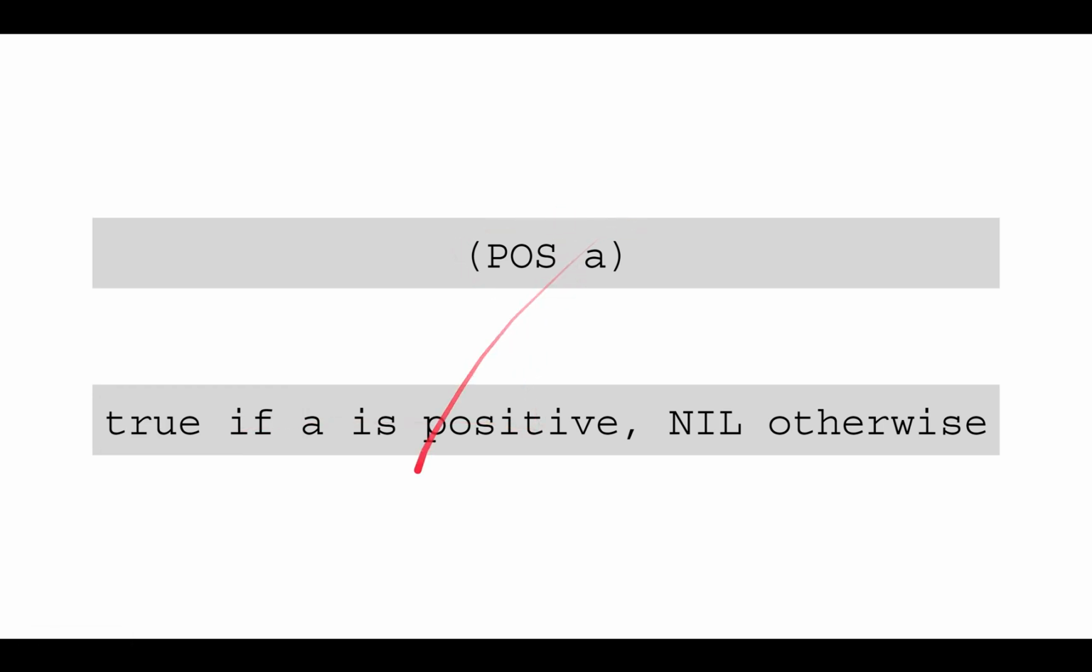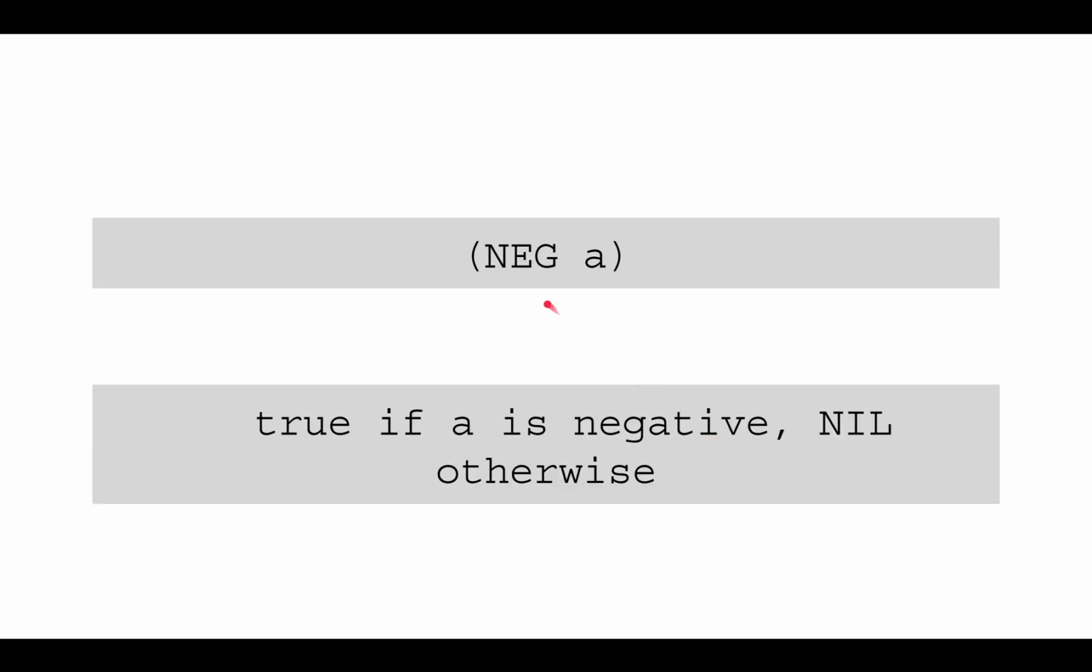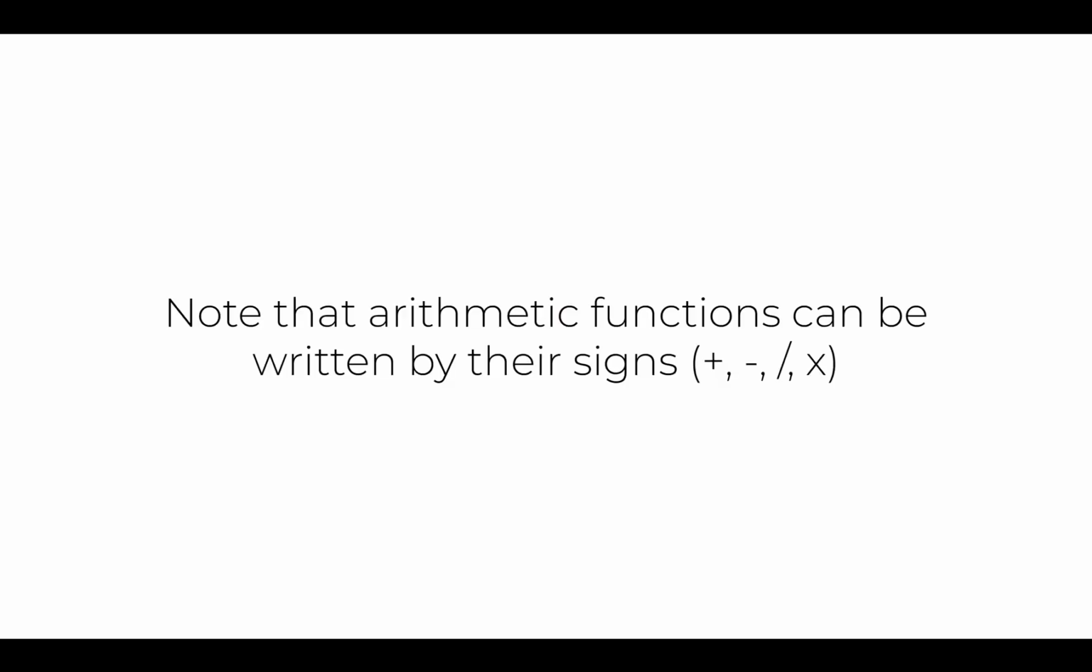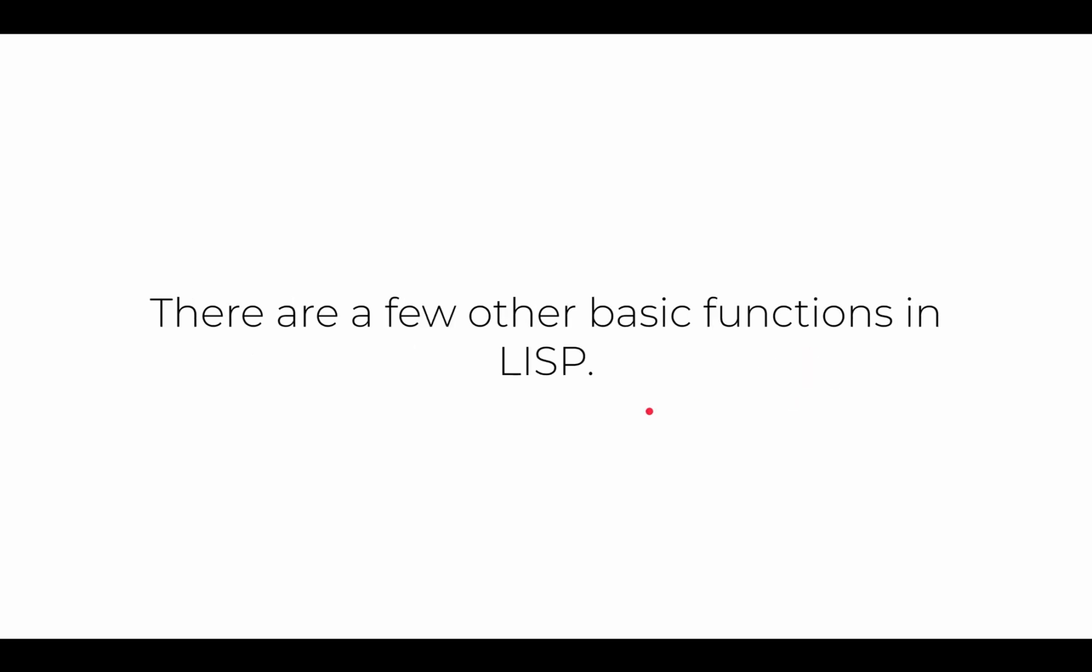Pos a is true if a is positive, but is false or nil otherwise. Neg a is the opposite. It's true if a is a negative number, and is nil or false otherwise. The arithmetic functions can also be written by their signs: plus, minus, divided, and times. So mult a b can be written as just a times b.